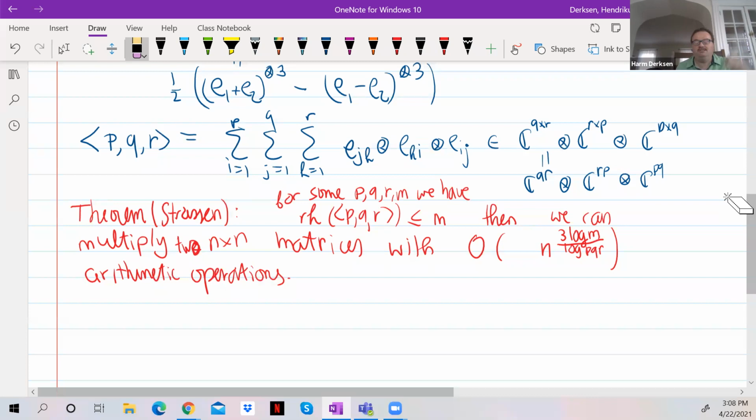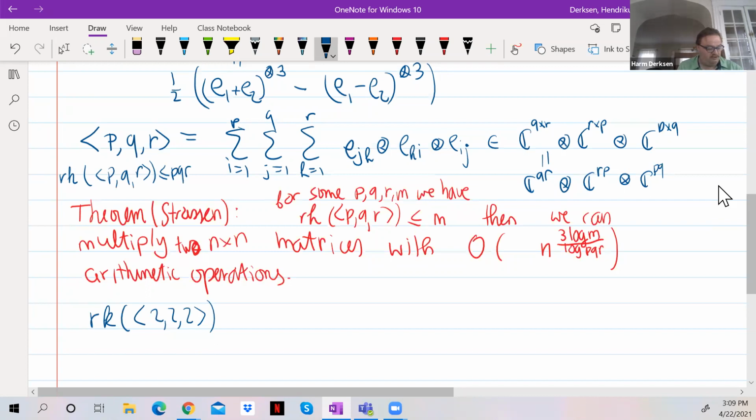So in particular, Strassen also showed that this 2-2-2 tensor, which corresponds to multiplying 2 by 2 matrices, has a rank that, by the obvious bound, would be P times Q times R, because that's how I wrote it. But instead of 8, it is actually less than or equal to 7. In fact, we know now it's equal to 7.